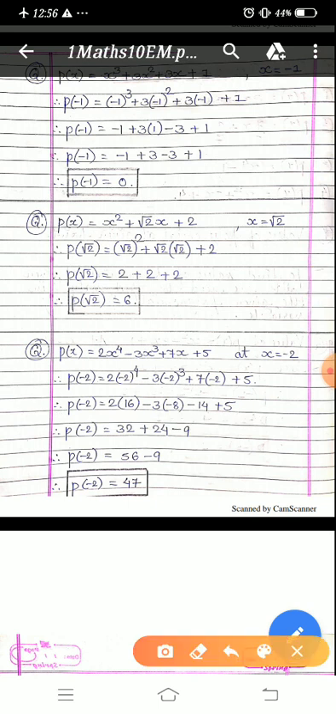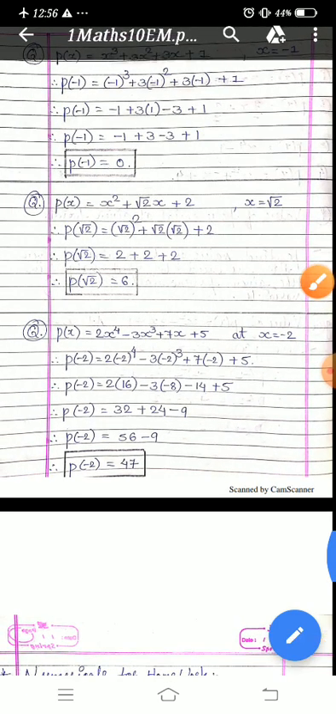Right? So that is clear, that is our third step. Now the fourth step, simplification of these terms. So p of minus 2 equals 2 into 16, that is 32, plus, why plus? Because minus 3 into minus 8 becomes minus minus plus, 24. Then minus 14 plus 5: the signs are different, so we subtract, 14 minus 5, that is 9, but 14 is the bigger term, so the sign of 9 will be negative.